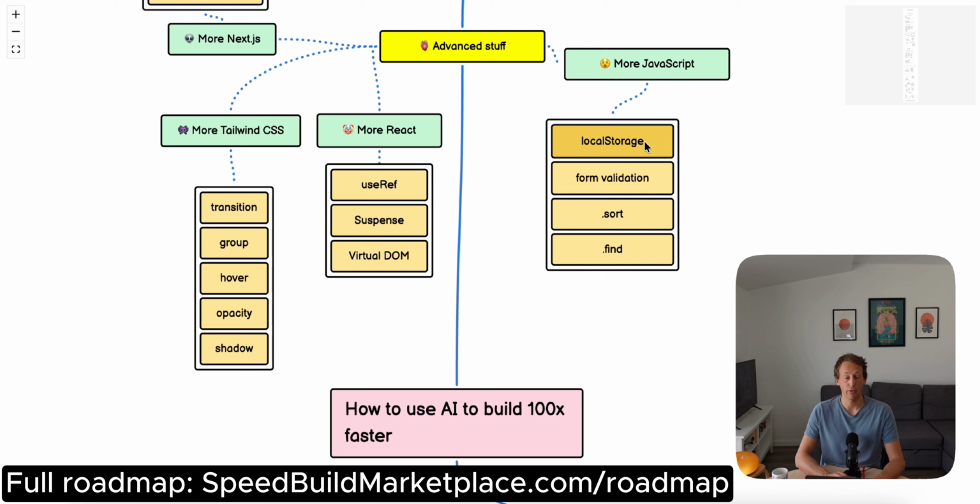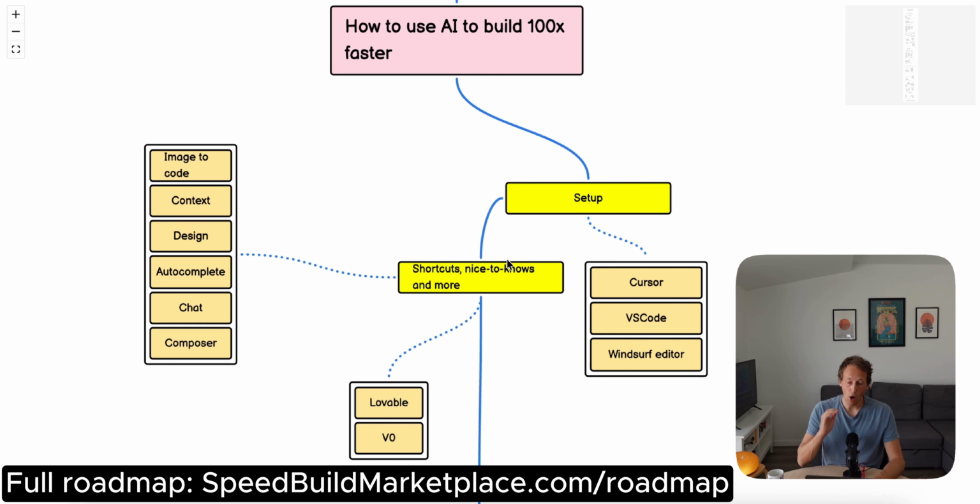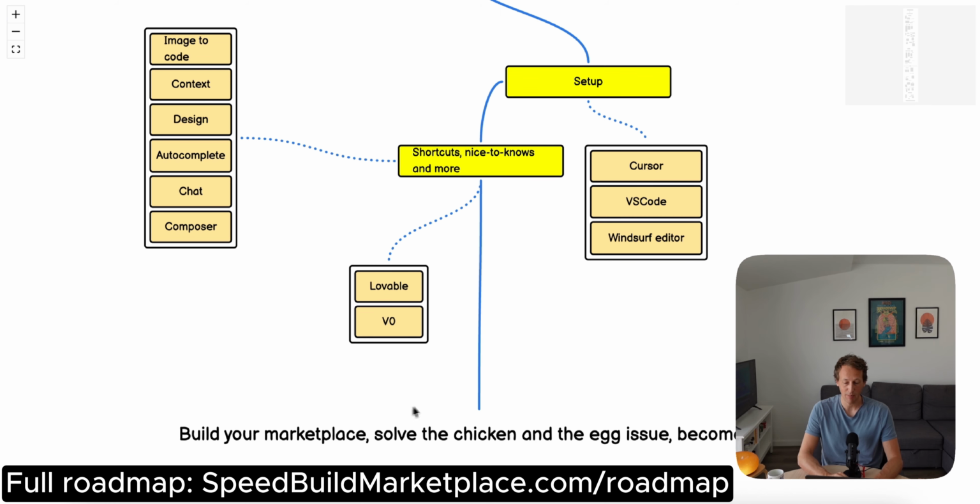So local storage, for instance, is a kind of database that you can use in your browser for storing certain stuff temporarily. And last but not least, I'm explaining how you can build 100 times faster using AI, so that you can quickly build your marketplace, solve the chicken and the egg issue, and then become rich.